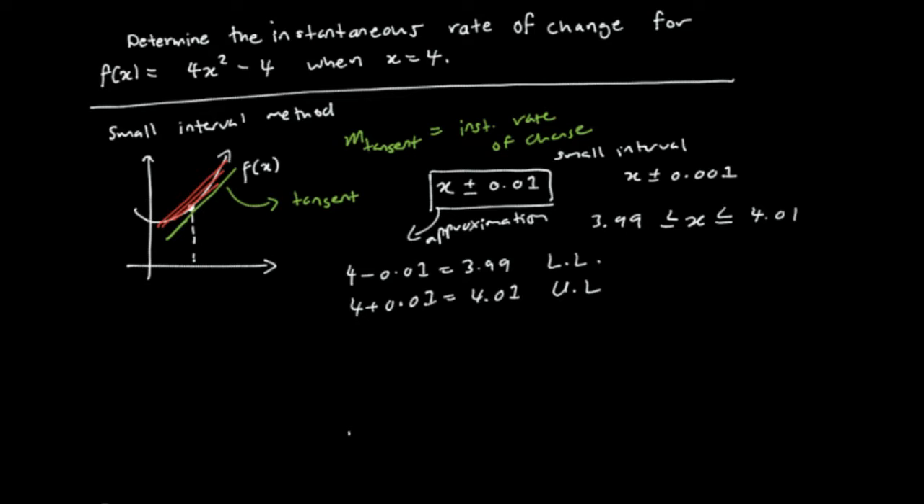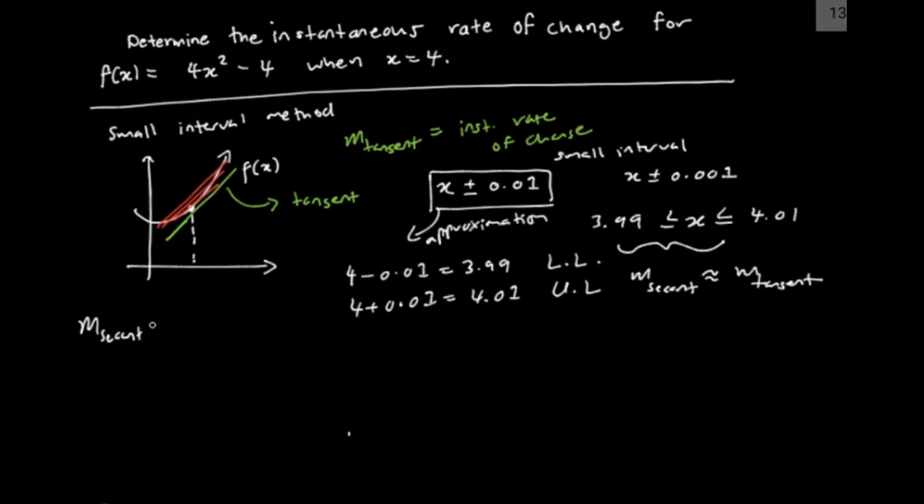Now, on this small interval, the slope of the secant can be approximated as the slope of the tangent. That's the idea behind it. The slope of the secant is f of x2 minus f of x1, over x2 minus x1. We'll just use the rise over run formula from previous videos.